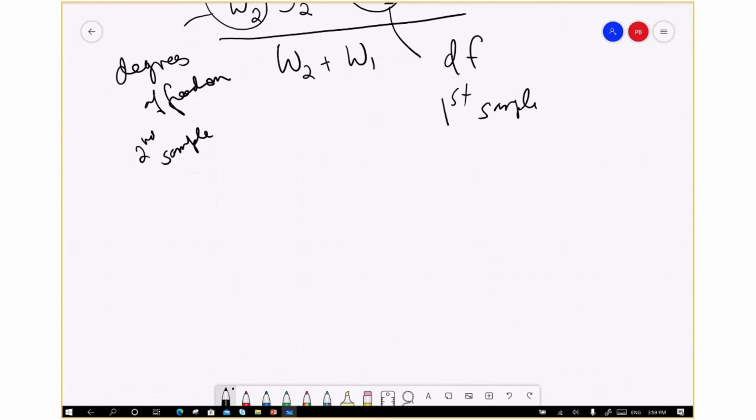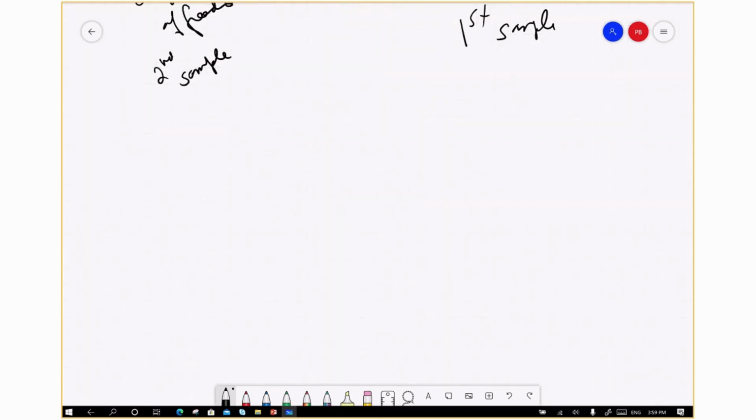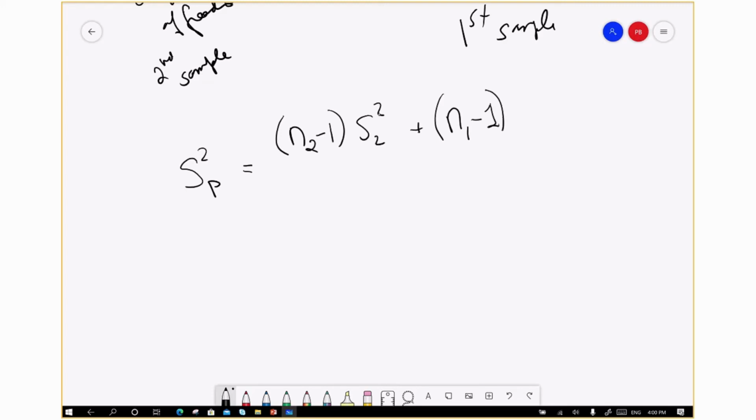So that's the way that we're going to determine our pooled variance. And so one way to look at this, if we want to do it as a formula, is that our pooled variance is going to be equal to the number of degrees of freedom of the second sample multiplied by the variance of the second sample, plus the number of degrees of freedom of the first sample multiplied by the variance of the first sample, divided by the total number of degrees of freedom, which is going to be N2 plus N1 minus 2. So, with that in hand, now we can actually do an example.